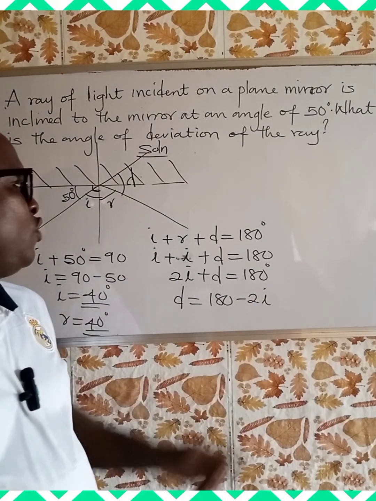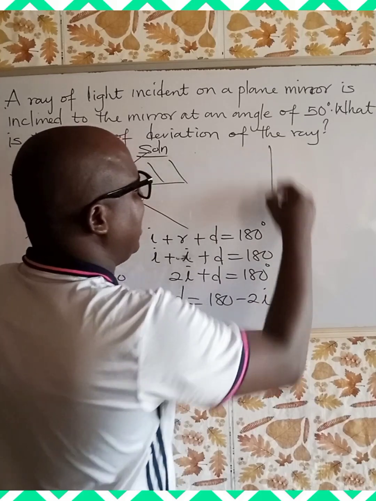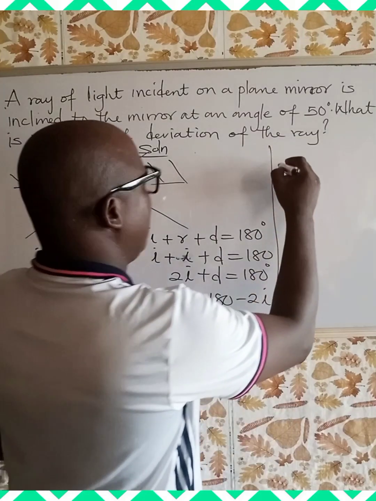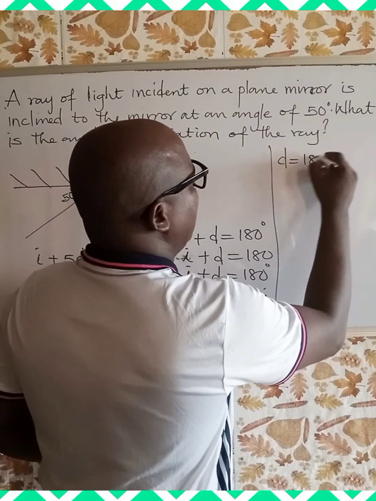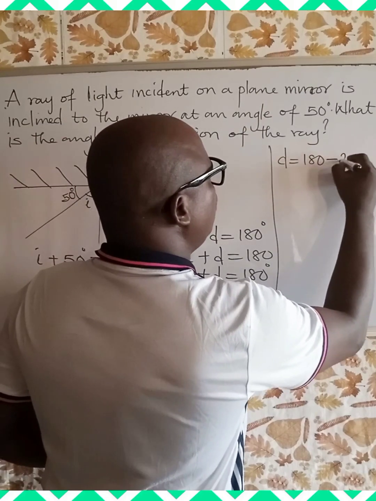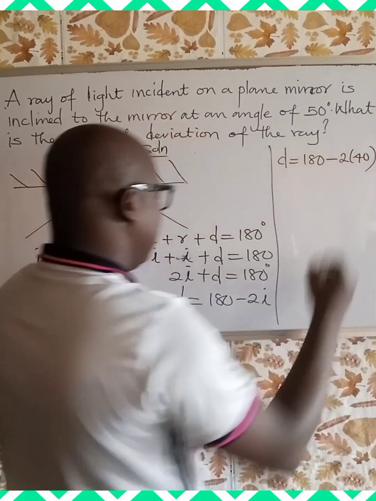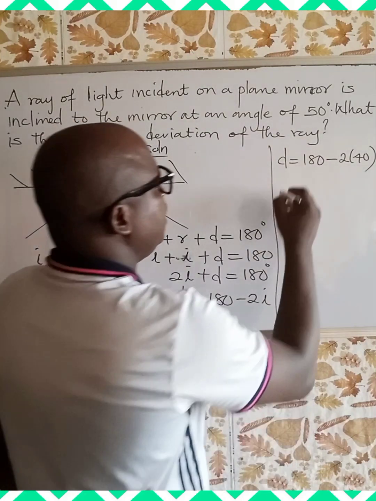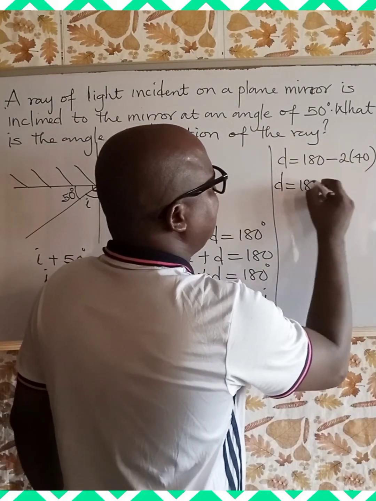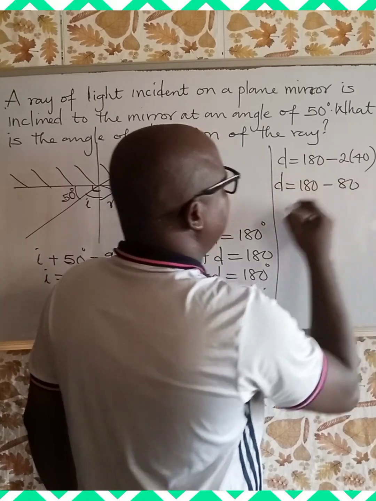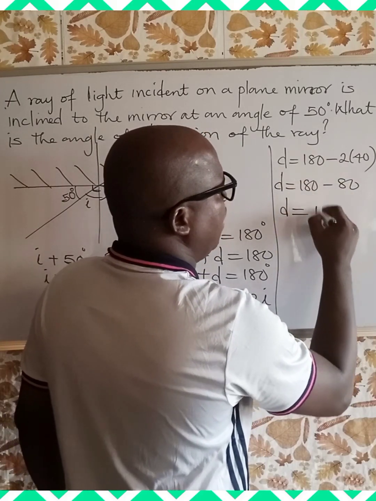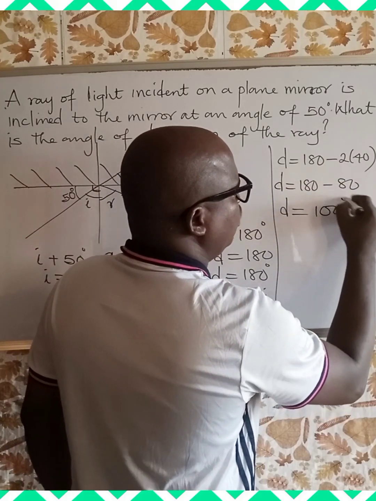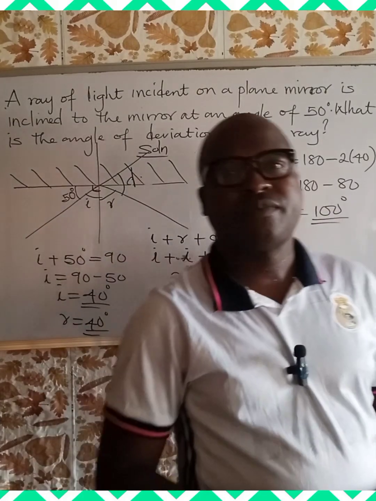180 minus 2I. This now implies that we are going to have our D equal to 180 minus 2 times 40, since our angle of incidence I is equal to 40. So this will give us 180 minus 80. So the angle of deviation will be equal to 100 degrees.